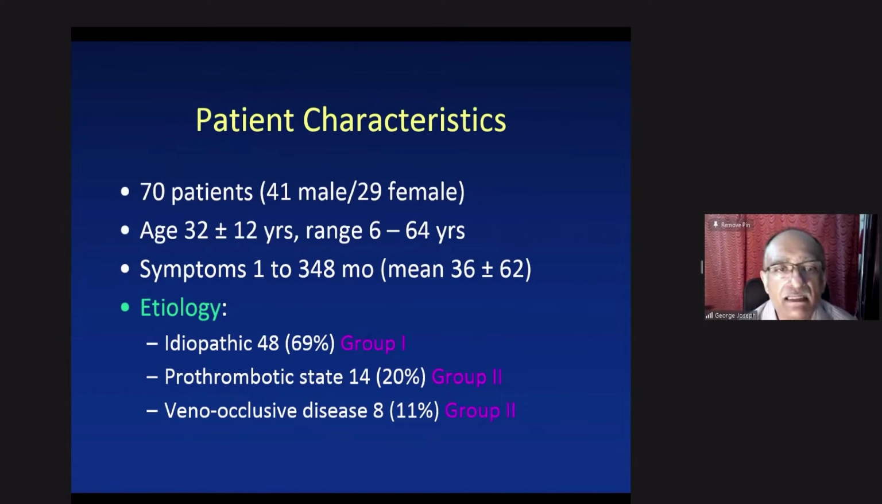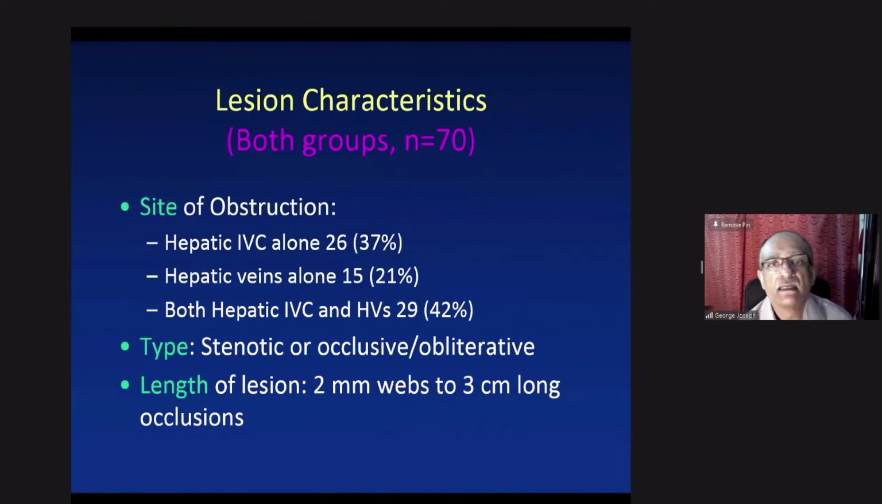We have treated 70 patients with Budd-Chiari syndrome. They're mostly young, and duration of symptoms has varied from 1 month to as many years. The etiology is idiopathic in 69%, which I call group 1, and other conditions like prothrombotic states and veno-occlusive disease account for the remaining 31%, which I call group 2.